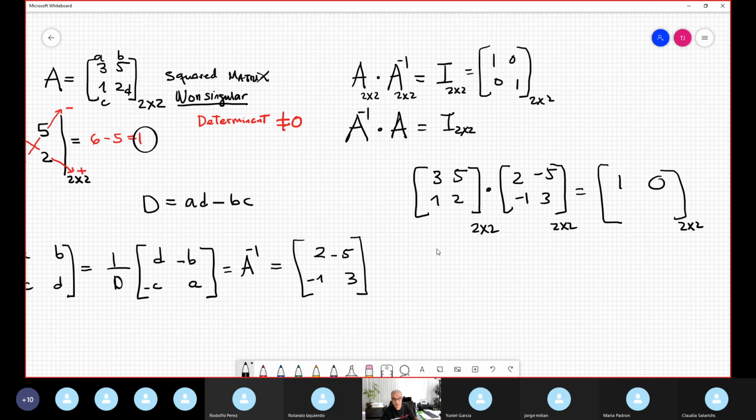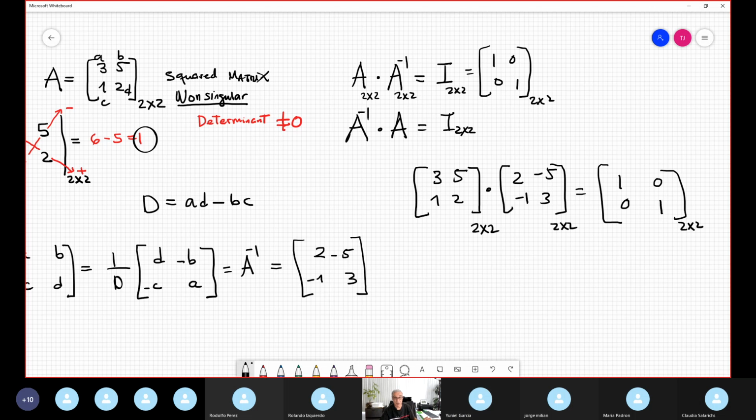The second, this is the multiplication first row, second column. Negative 15 and positive 15 is 0. This one is 2 and negative 2, 0 again. And the last one, this times this, is negative 5 plus 6 is 1. Do you see? Do you understand or no? Yes.